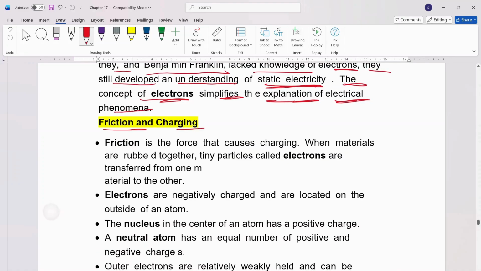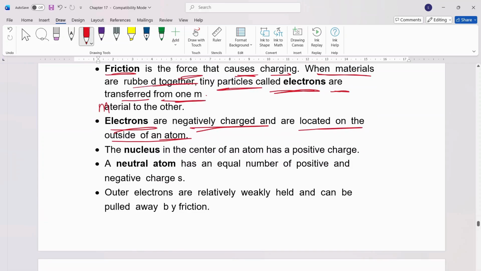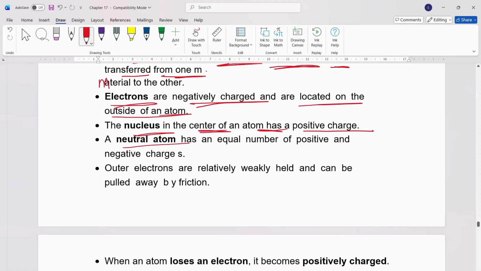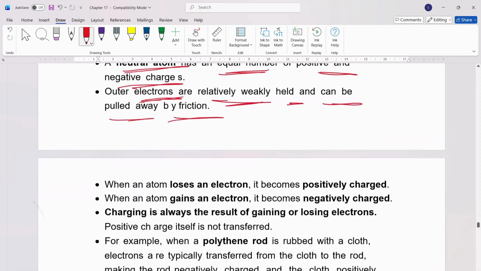So, charging and friction. Friction is the force that causes charging. When materials are rubbed together, tiny particles called electrons are transferred from one material to another. Electrons are negatively charged and are located on the outside of the atom. The nucleus in the center of the atom has positive charge. The neutral atom has an equal number of positive and negative charges. Outer electrons are relatively weakly held and can be pulled away by friction.